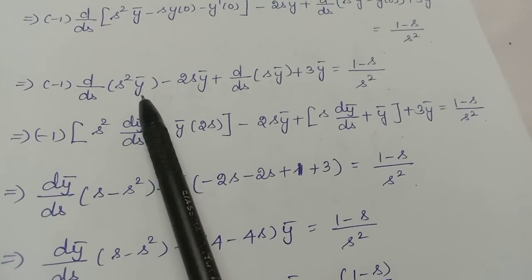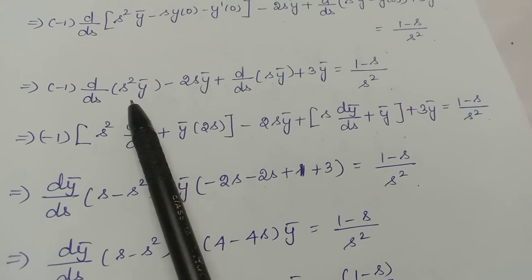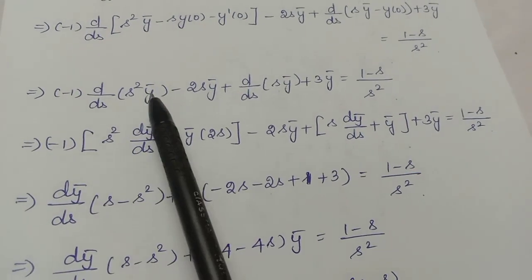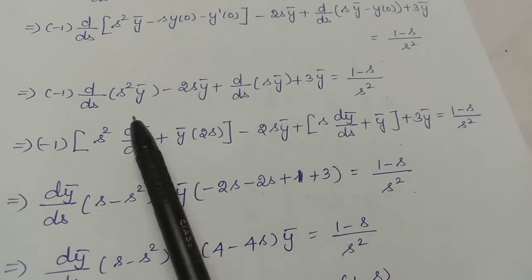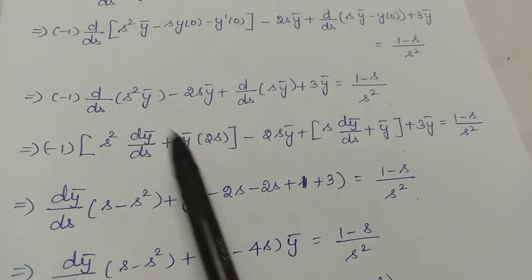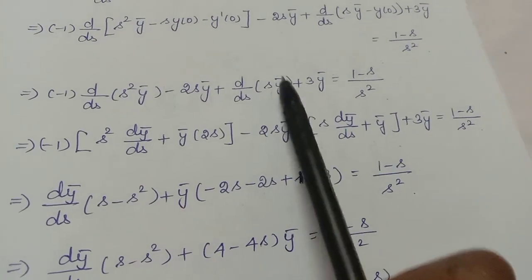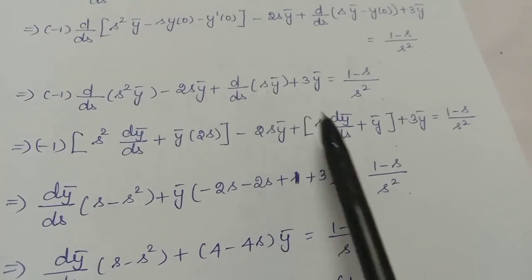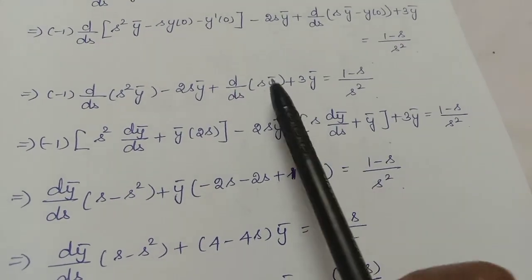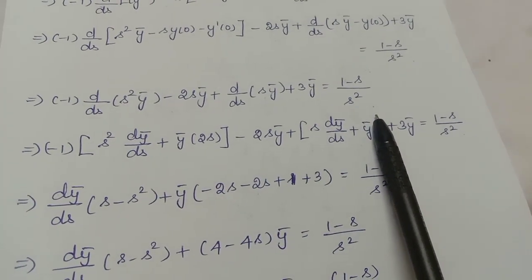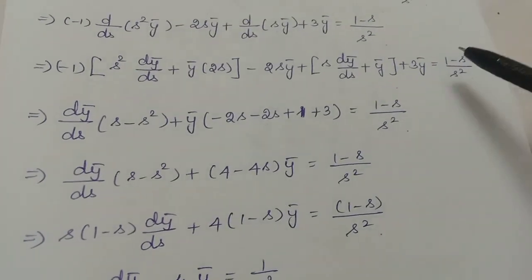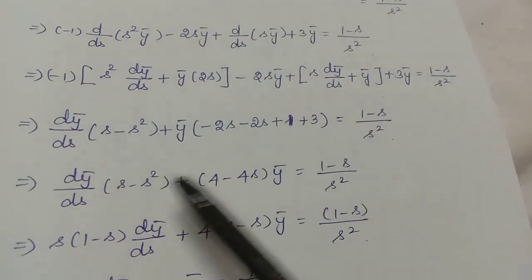This is product of two functions. So I have to apply UV rule. Okay, so s square into differentiation of dy bar by ds plus y bar into differentiation of s square is 2s minus 2sy bar. Similarly here also you have to apply product rule. S into dy bar by ds plus y bar into differentiation of s is 1 plus 3y bar equal to 1 minus s by s square.